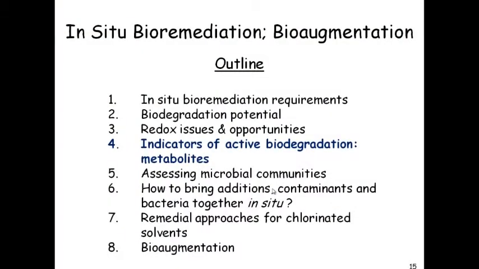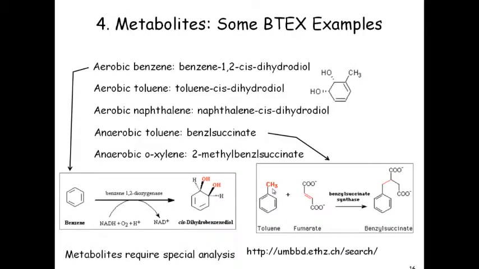So let's have a quick look at indicators of active biodegradation, this idea of metabolites. Metabolites are the product of the reaction that we're trying to induce. So for BTEX, we can go into the literature and find examples of metabolites. These are breakdown products, intermediate breakdown products, that will subsequently carry on breaking down until they reach CO2 and water and very simple chemicals like that.